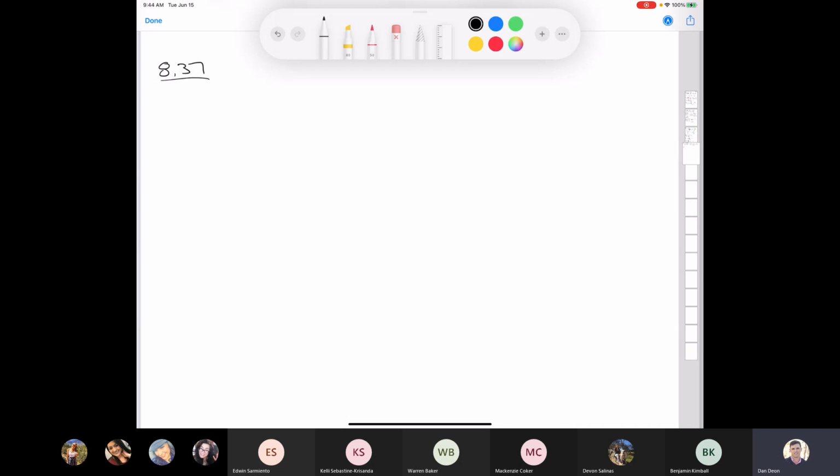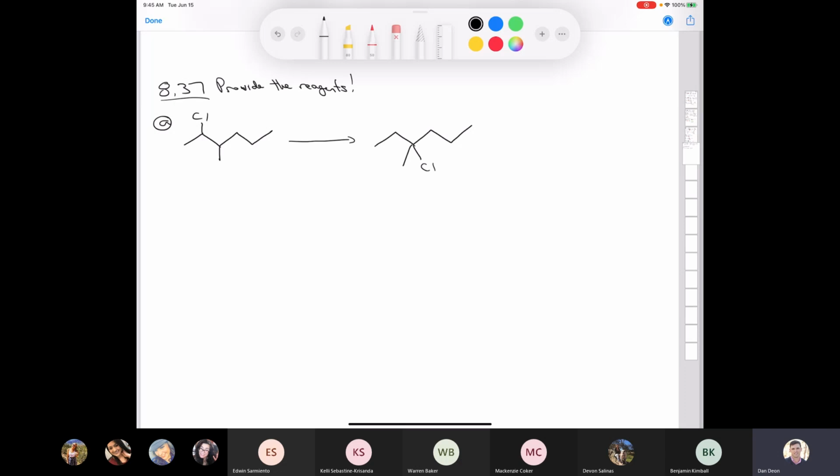8.37. First thing we want to do is A, here, so we can see, is we want to take this compound. So this alkyl chloride, we want to convert it to a different alkyl chloride. We have our chlorine here and our methyl group there. So we're moving the chlorine around the ring, and the question is just asking us to provide the reagents. Okay, how do I get from the starting material to the final product?